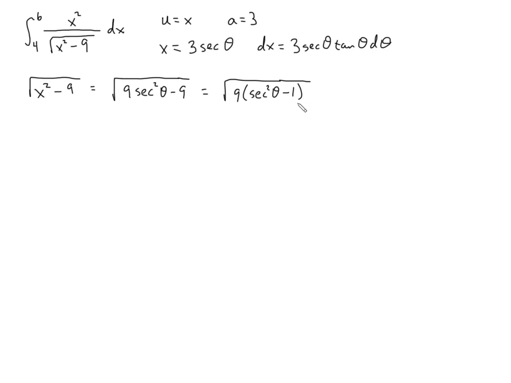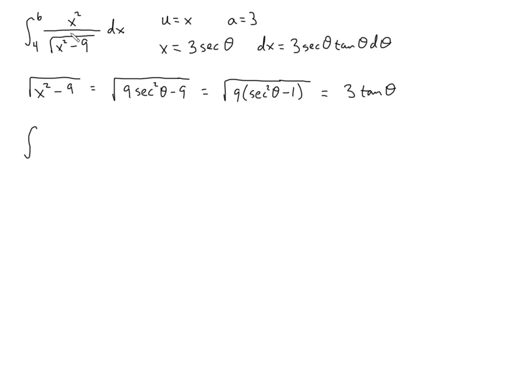Again, we've got an identity there. Secant squared theta minus 1 is tangent squared theta. So that's a tangent squared. That's a 9. Take the square root of all that. You get 3 tangent theta. So that's what's going to happen to the term under the radical. And again, we're just looking at the indefinite integral here.